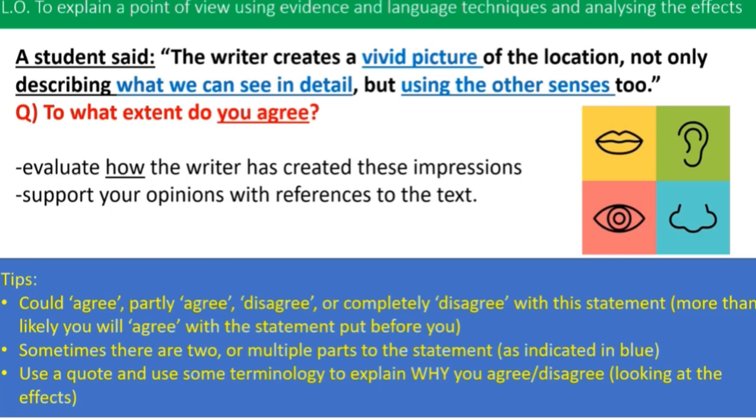Also, you could agree, partly agree, disagree, or completely disagree with the statement. It's more than likely you will agree. In fact, I always recommend just agreeing with the statement, but you do get more marks sometimes if you have 1 point of disagreement. So it's not 100% agreement, there's 1 point of disagreement potentially with the statement. Sometimes there are two or multiple parts of the statement, as indicated in blue up above. Use a quote and use some terminology to explain why you agree or disagree.